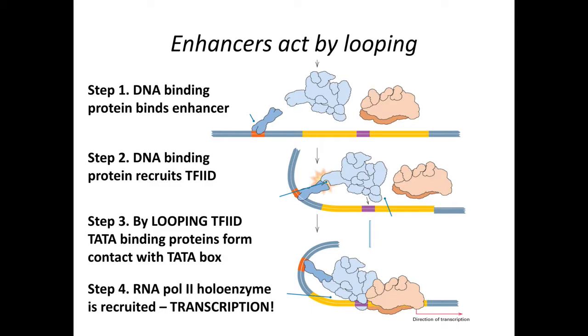So the DNA binding protein binds an enhancer, so you can pretend that this is GAL4 if you would like. And then the DNA binding recruits this TF2D complex, all right? Then there's this looping action, all right? So enhancers act through this sort of looping configuration. By looping, TF2D, which contains the TATA binding protein, forms a contact with the TATA box. Okay, so this sort of structure loops back in on itself, and it's the looping structure that recruits the RNA Pol2 holoenzyme and then drives transcription.